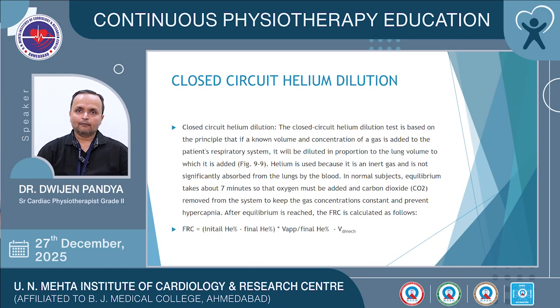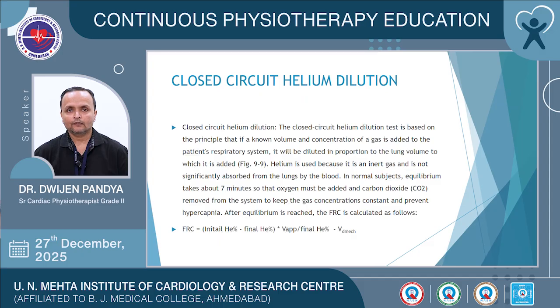The closed circuit helium dilution test is based on the principle that if a known volume and concentration of a gas is added to the patient's respiratory system, it will be diluted in proportion to the lung volume to which it is added. Helium is used because it is an inert gas and it is not significantly absorbed from the lungs by the blood. In normal subjects, equilibrium takes about 7 minutes, so the oxygen must be added and carbon dioxide removed from the system to keep the gas concentrations constant and prevent hypercapnia. After equilibrium is reached, the FRC is calculated as follows.